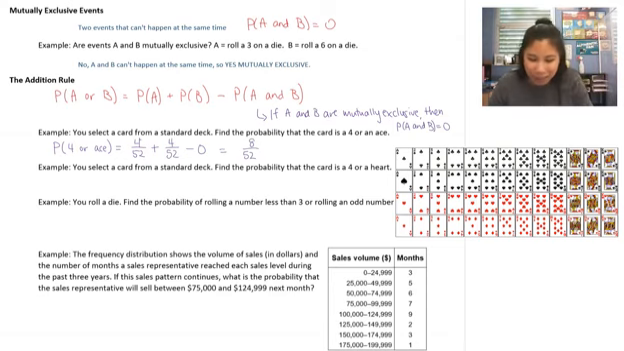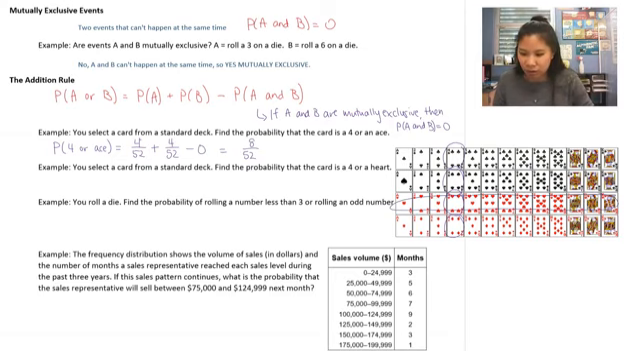All right, for my next example, slightly different this time. You select a card from a standard deck, find the probability that the card is a 4 or a heart. Okay, so now we want to look at cards that are either 4s or hearts. So first, this is a 4, this card is a 4, this one, and this one. Hearts are everything in this row right here.